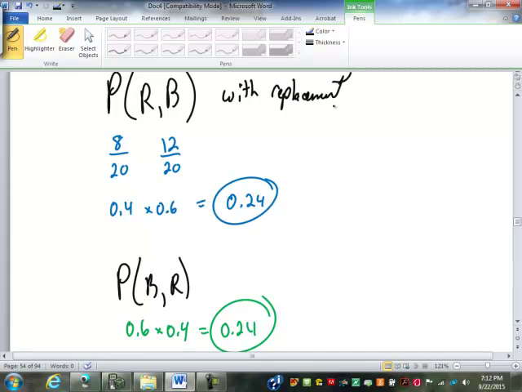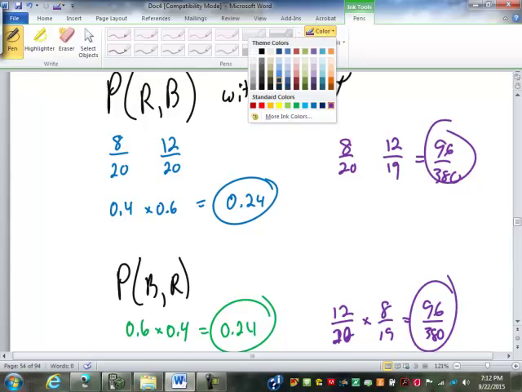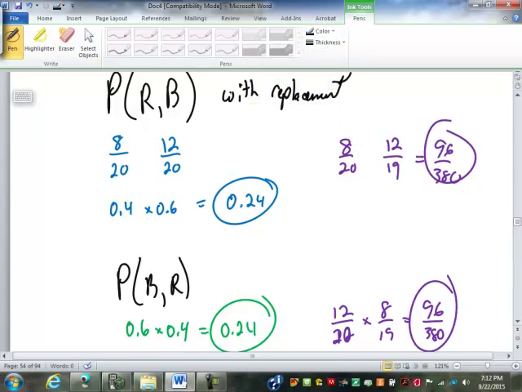No. The only way it would matter is if, well, if you weren't replacing, it's still going to be the same probability. If you're not replacing, this is going to be 8 out of 20 and then 12 out of 19, which is 96 over 380. This would be 12 out of 20, and 8 out of 19, still 96 out of 380. Make sense?